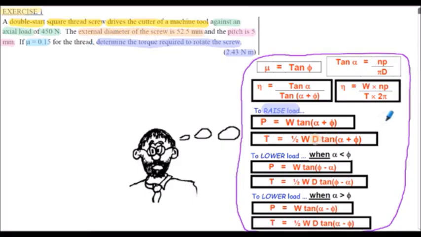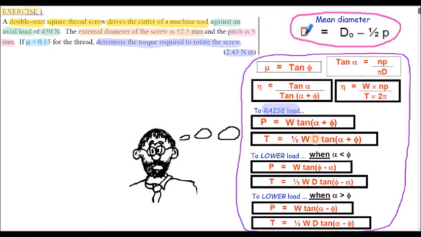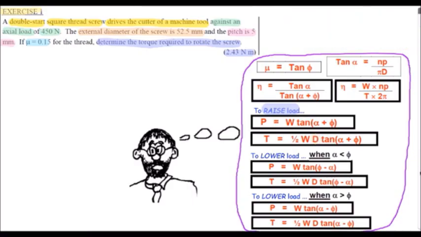So we'll need to determine the mean diameter from the information given, knowing the external diameter and the pitch of the thread. Reference is the formula for calculating the mean diameter D. I'd encourage you to stop the presentation and attempt exercise 1, but the full worked solution is shown on the following slides.